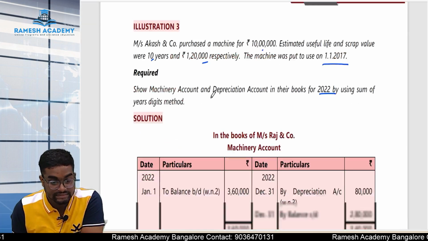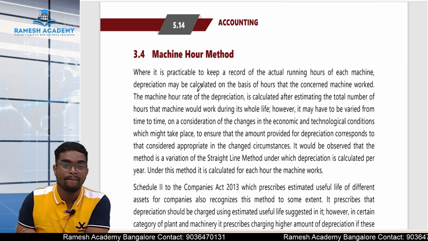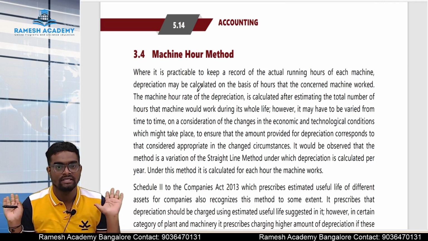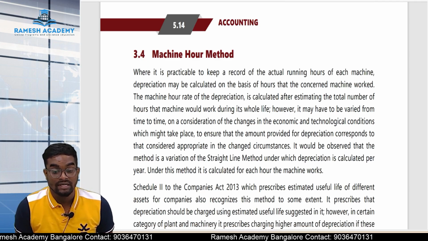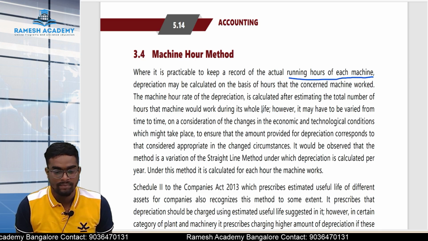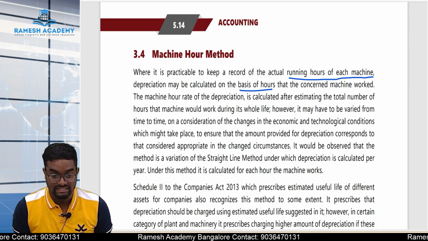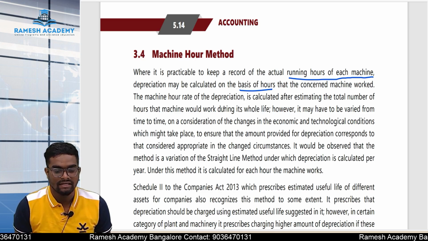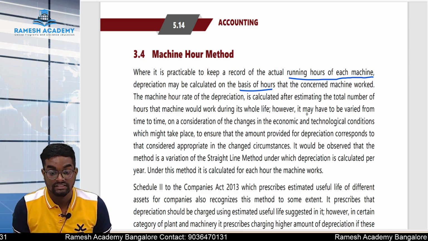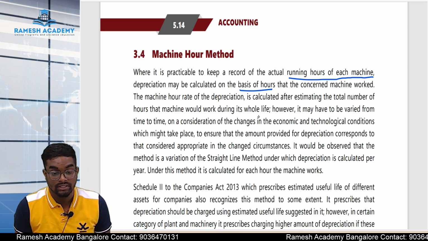Next method. So sum of digits. Okay, now we have machine hour methods, simple methods. All these are simple methods, I'll tell you. Where it is practicable to keep the record of actual running hours of the machinery, depreciation may be calculated on the basis of hours that a concerned machine worked. The machine hour rate of depreciation is calculated after estimating the total number of estimated hours that a machinery would work during its whole lifetime.